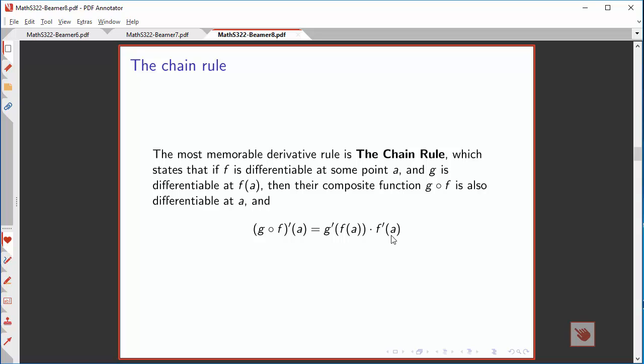This formulation is much better than dy by dx equals dy by du multiplied by du by dx. Students look at that and they say, that's obvious, you cancel the du's out. No, the proof is not that simple, and the statement is not that simple because it's very important that we're evaluating the derivative g prime at f of a while we're evaluating the derivative f prime at a. Our notation makes that clear.